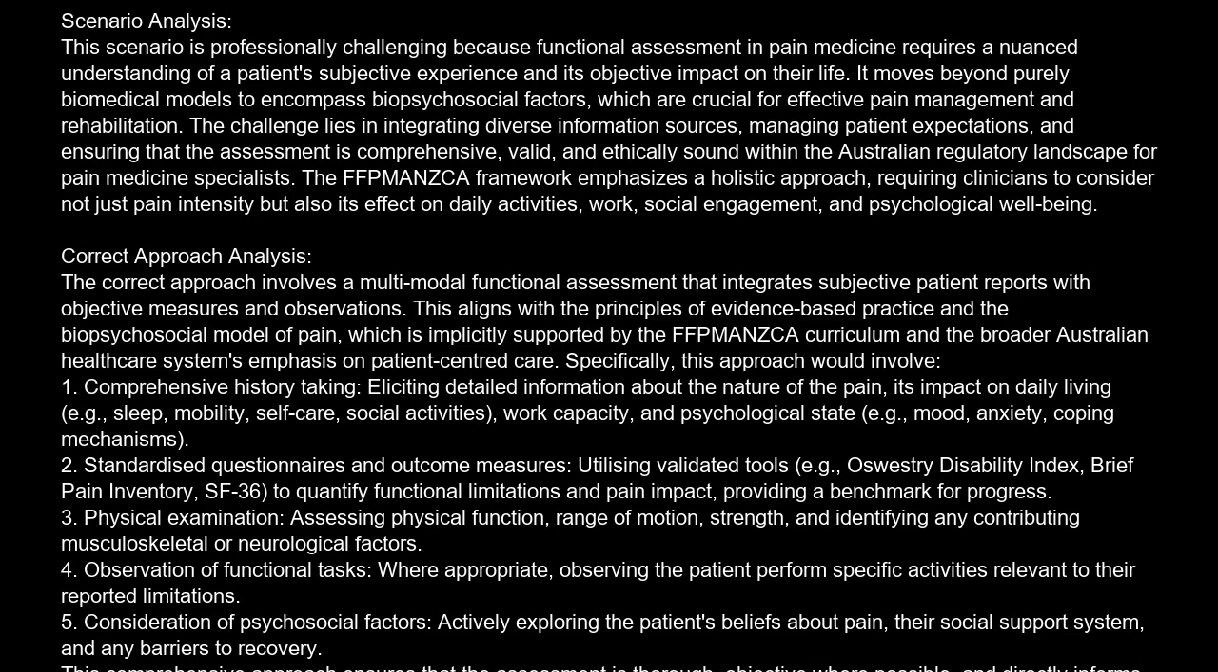The correct answer is B. The integration of subjective patient reports, objective physical examination findings, validated outcome measures, and consideration of psychosocial factors.